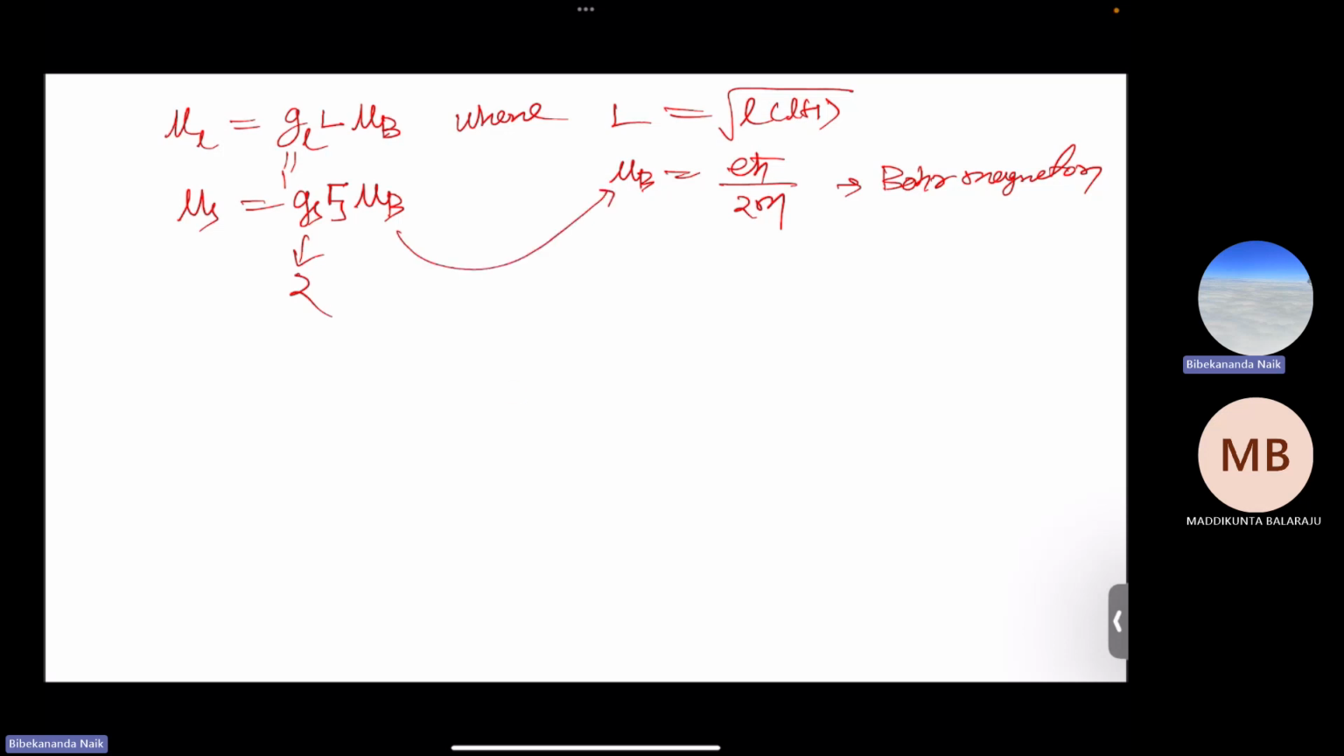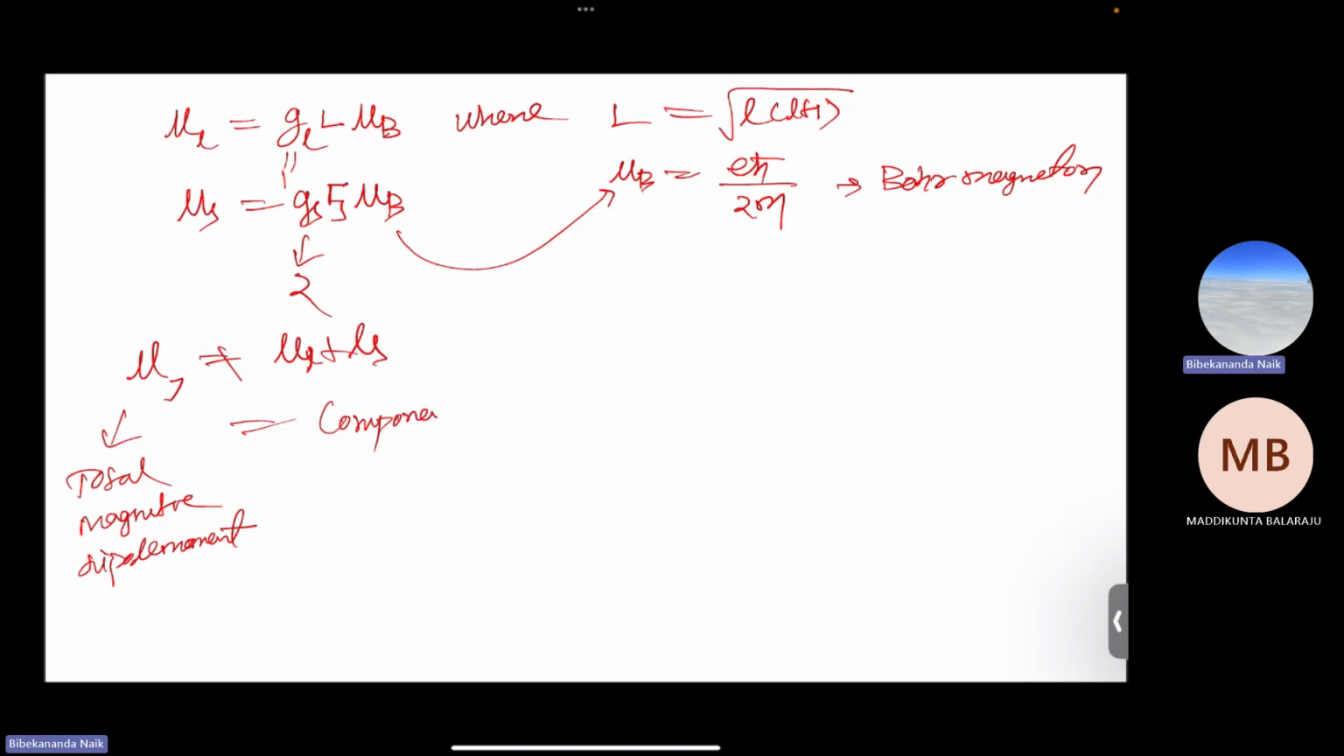Now if you talk about mu J, then mu J will not be directly equal to mu L plus mu S. Since it is mu J, that is the total magnetic dipole moment, it will be the component of mu L along the J vector plus the component of mu S along the J vector.